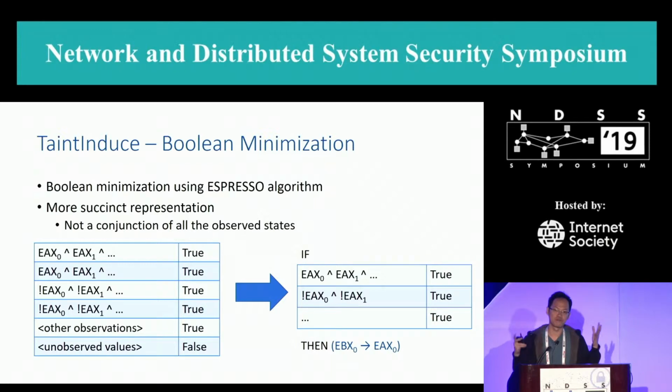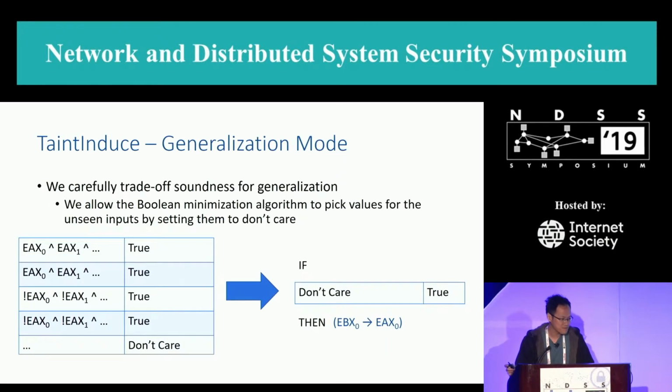With that, we basically have a condition guard that can guard our rule, to enable us to apply this rule to just seen observations. We use a Boolean minimization algorithm to get a more succinct representation of this particular guard. So we don't have to have a disjunction of all the different input states that we have, which can actually be pretty big. So how do we make it generalize to unseen values?